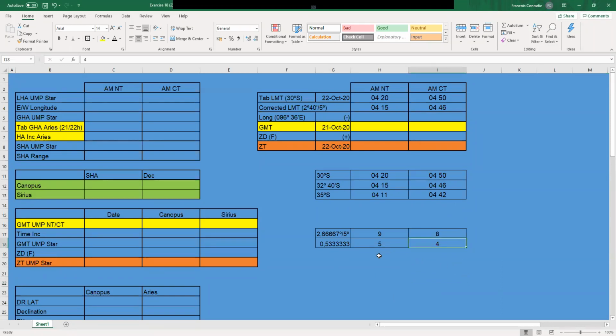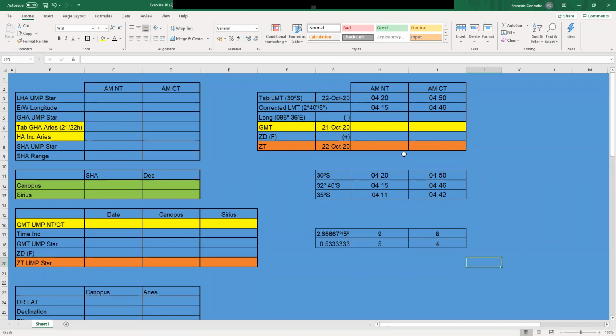So the total change at our given latitude, instead of the maximum 9, is only going to be 5, because that's been calculated by the fraction. And instead of the maximum 8 on this side, it's only going to be 4. So from 420, we go down by 5, we get 415. And from 450, we go down by 4, we get 446. All right, so that corrects this LMT.